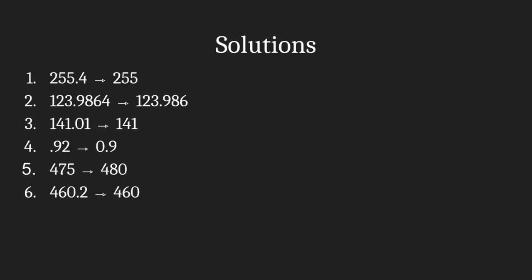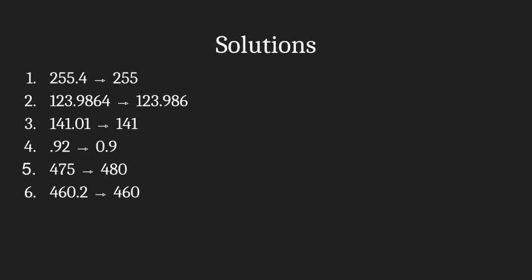The solutions are as follows. The left column is what we get when we plug it into a calculator, and the right column is after we round to the correct number of sig figs. So for question 1, we had to round to the ones, which gave us 255. For question 2, we had to round to the thousandths, which gave us 123.986. For question 3, we had to round to the ones, which gave us 141.